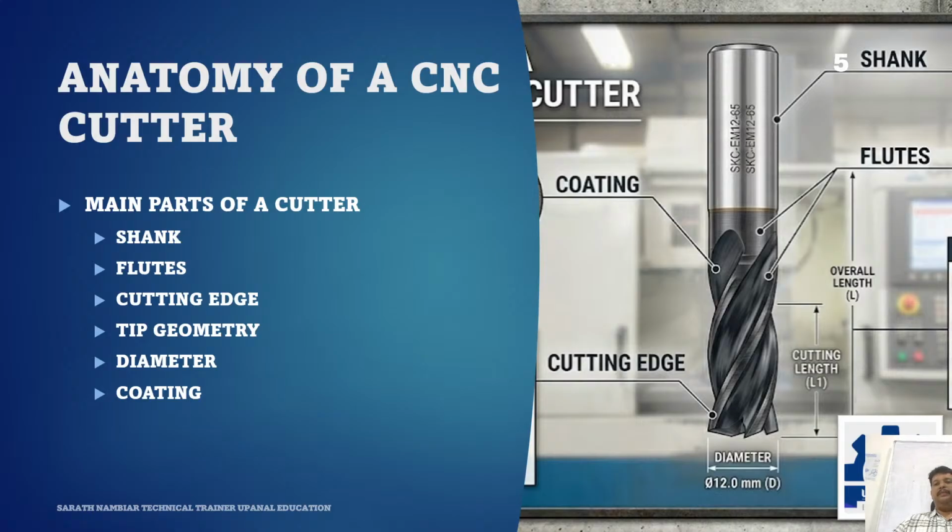Finally, the coating. Many carbide tools have coatings to improve wear resistance and heat handling. So, before choosing a cutter, understand that it is not just one piece of metal, it's an engineered tool with geometry designed for a purpose. Once you understand the cutter anatomy, selection becomes easy.